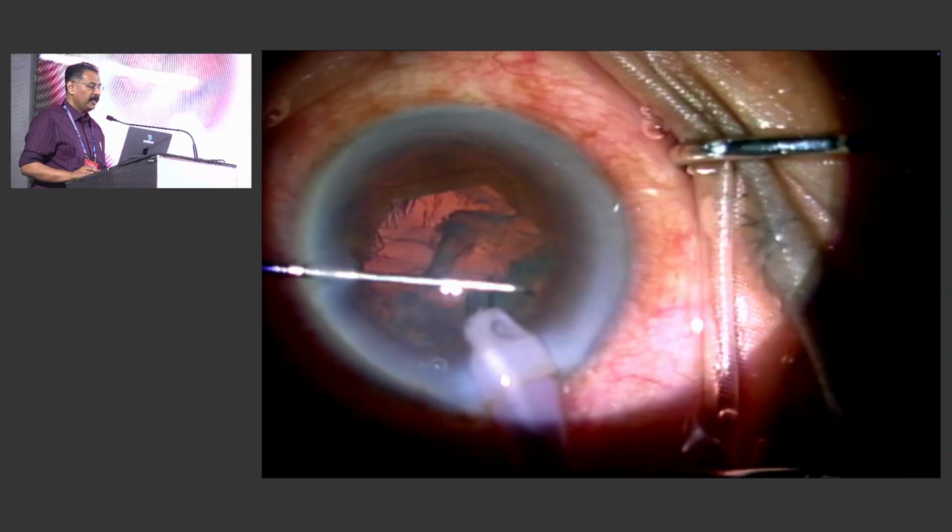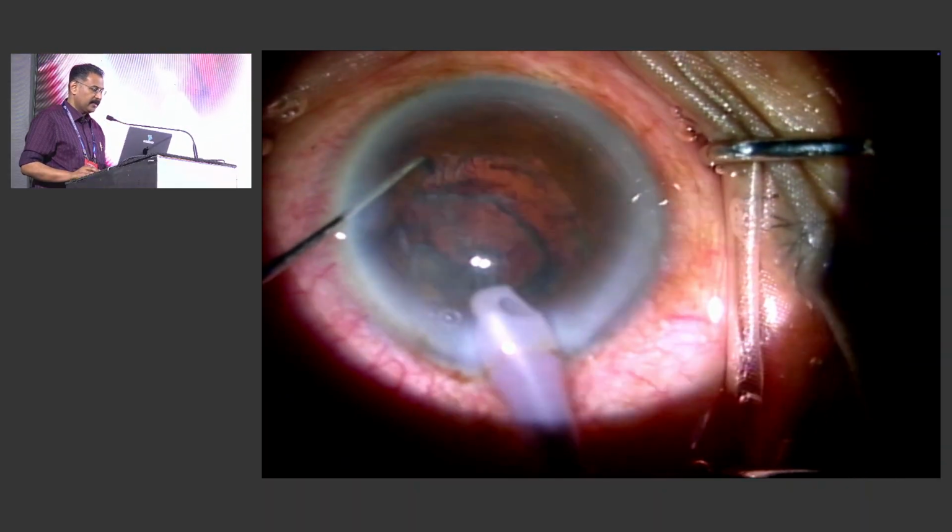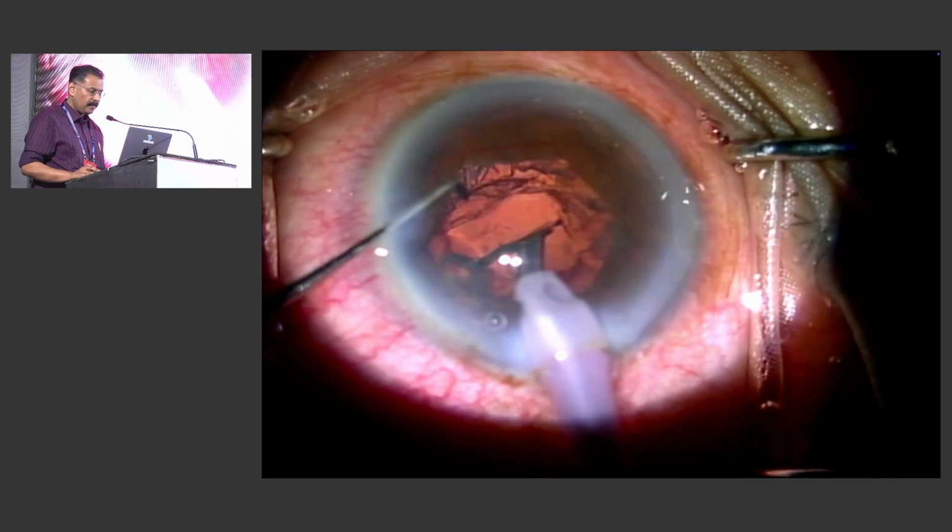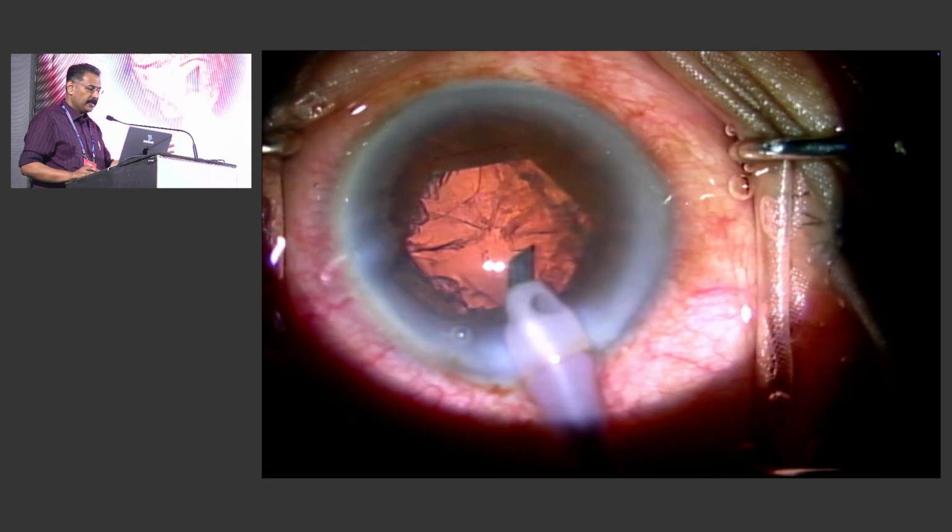So then you can confidently do any phaco underneath this, and this can be moved towards the side also, so that you can see cortex if it is there in the periphery.